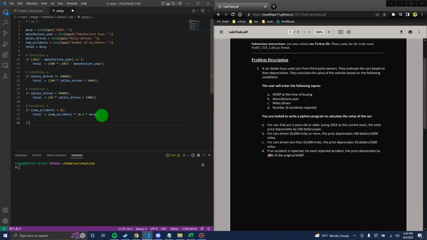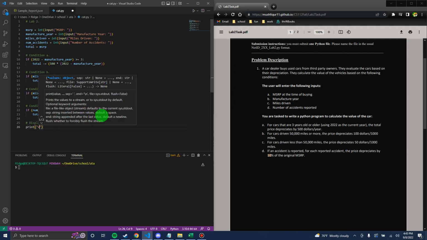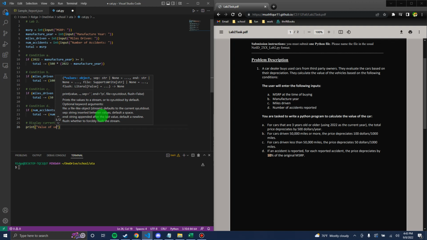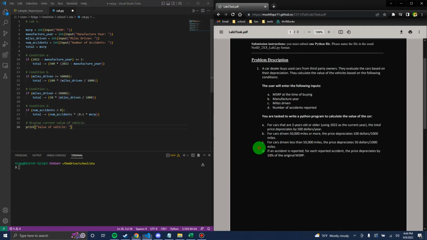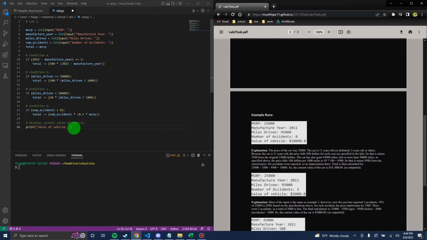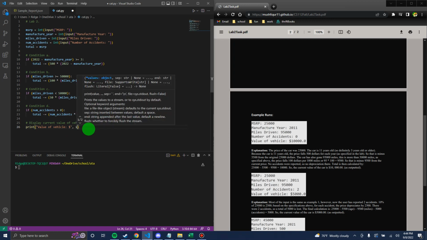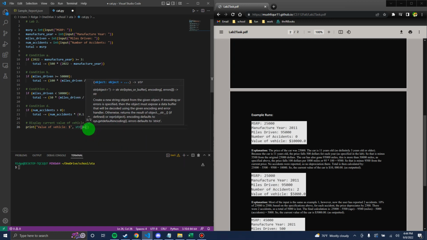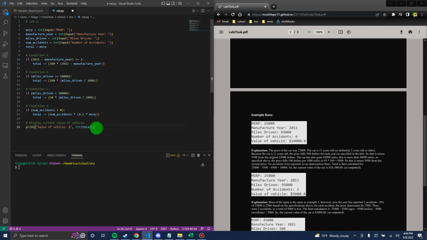So now we need to display current value of the vehicle, which is going to be value of vehicle. And then let's see how it's displayed here. Okay, so it has the number sign right next to that, so I'm going to put the number sign in there, I'm going to put a comma, and then I'm going to convert my total to a string so we can concatenate and have no space between the number sign and the number there. So now that we've done that, let's go ahead and test our code out.